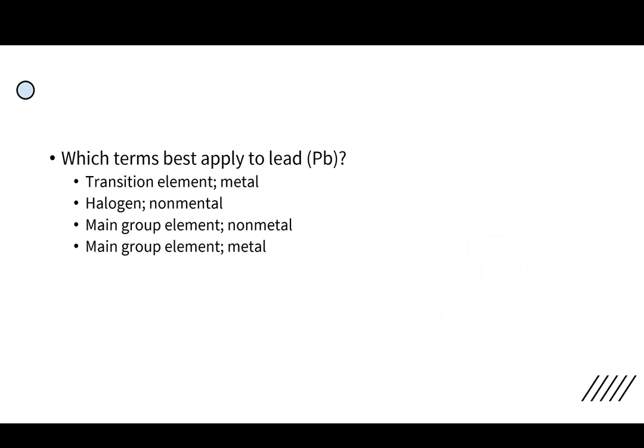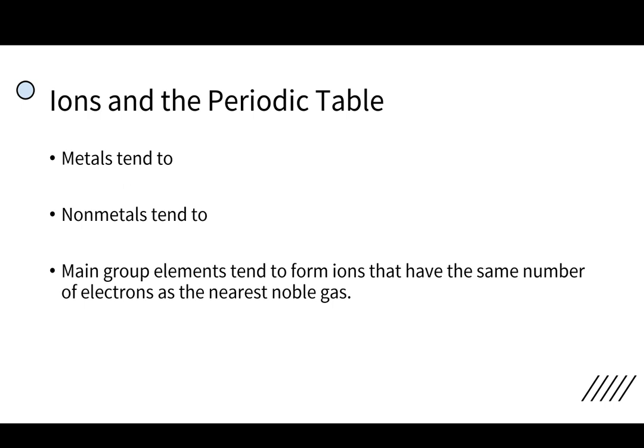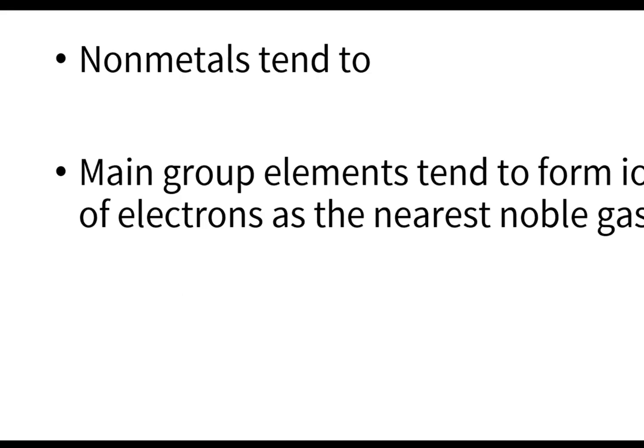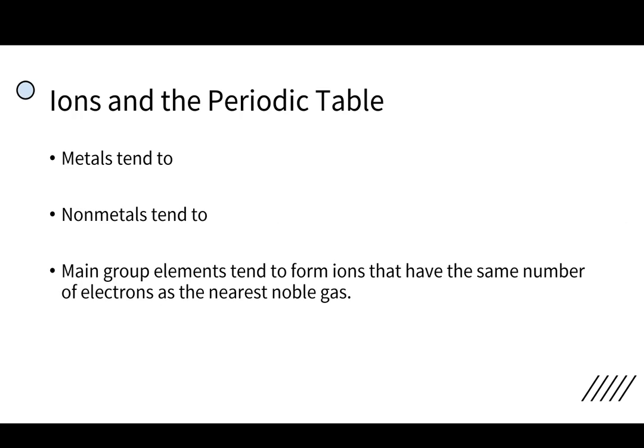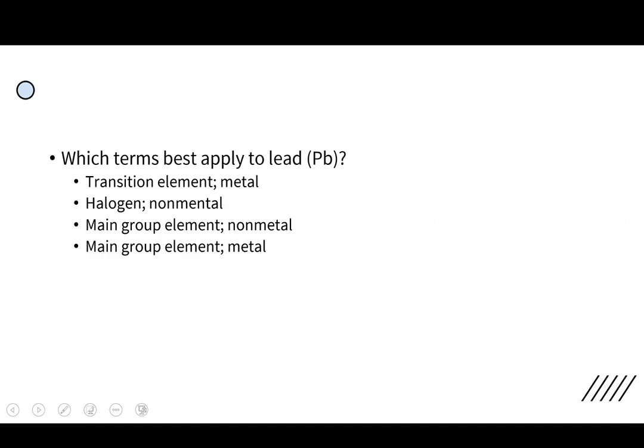So which term best applies to lead? If you find lead on your periodic table, it's number 82. So lead is a metal, and it's number 82, which means that it's out of the transition metals. It's just past the transition metals. So I would call it a main group element. Oops, why did that happen? Goodness gracious. I would call it a main group element and a metal.